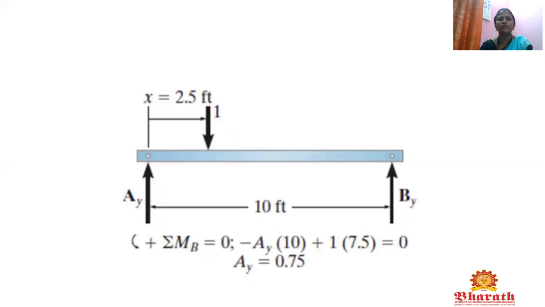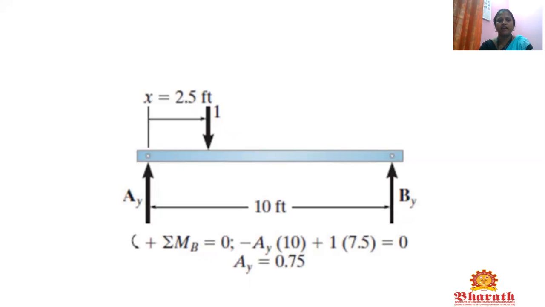So at a distance of x, for this particular beam, first is the summation of moments at B. When we come to the moment at B, that is, moment at B is equal to 0. So we have to come from AY. What is the reaction at A point?